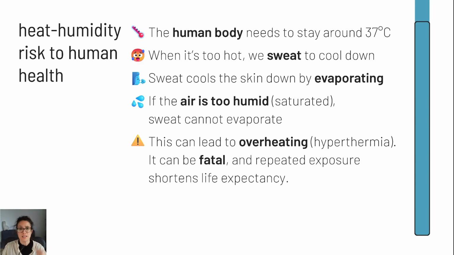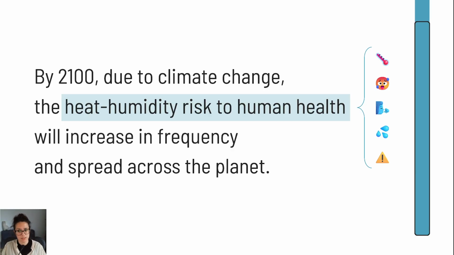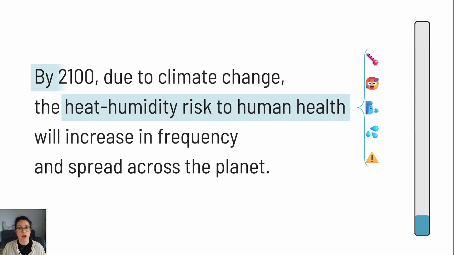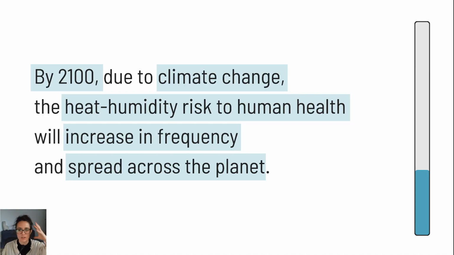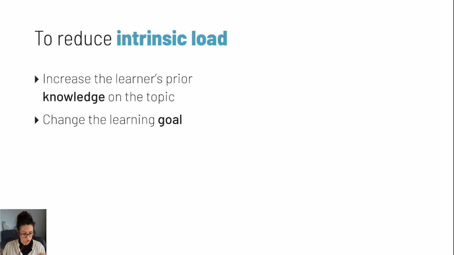So if you don't know what heat humidity risk to human health means, this is all additional information that I need to give you in order for you to understand the overall knowledge piece that I'm trying to transfer to you. And this is what knowledge does actually, right? It encapsulates information so that we can process a higher level piece of information without having to keep in mind all of the subcomponents at the same time, thus reducing intrinsic load. Increasing the learner's knowledge is the only way that you can reduce intrinsic load. Well, you can also choose to change your goal, aim for something easier.